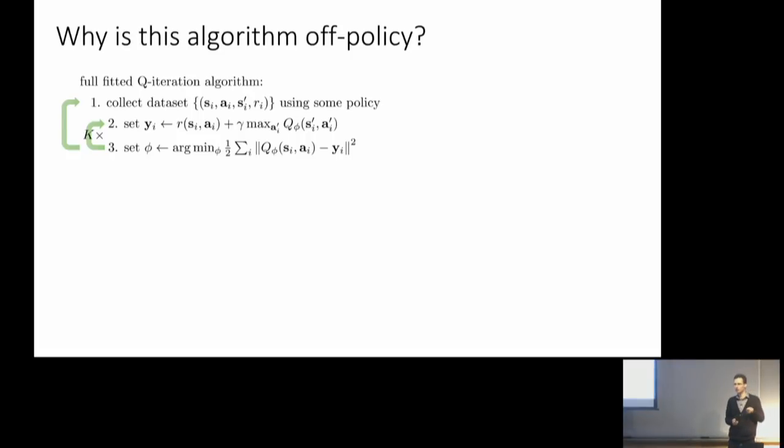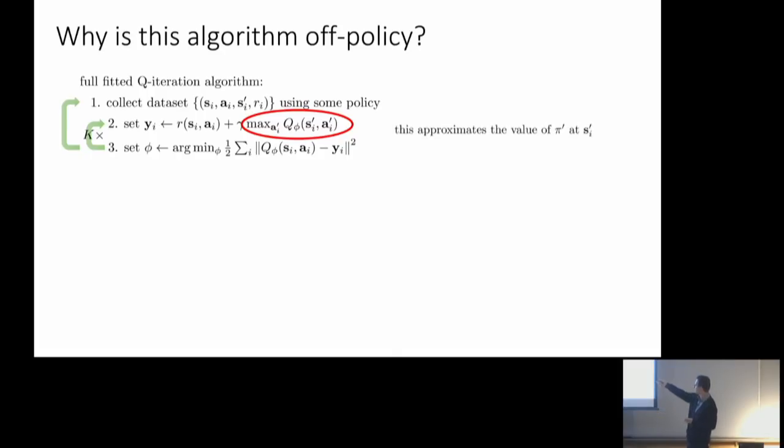Well, this algorithm is off-policy because none of the other steps really assume that your data came from any particular distribution. So this max is basically evaluating the value of your best possible policy under your current Q function, even for data that didn't come from that policy, because this max just directly gives you that value. So you don't care whether the state S prime actually came from running that policy. You're going to get the value of that policy at that state anyway, provided that your Q function is reasonably accurate.